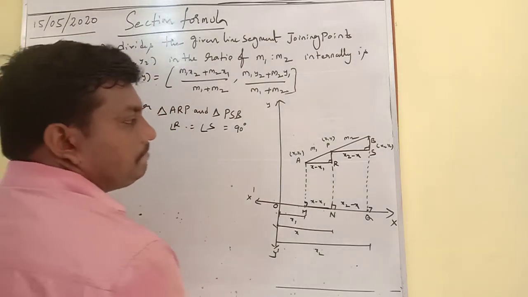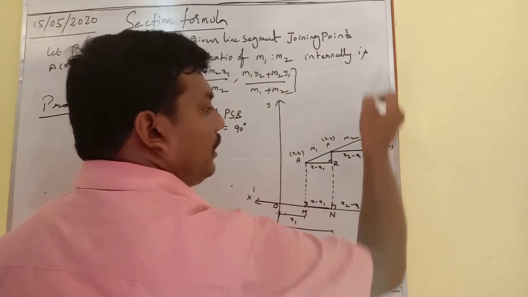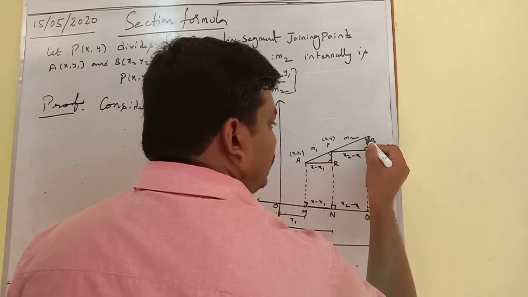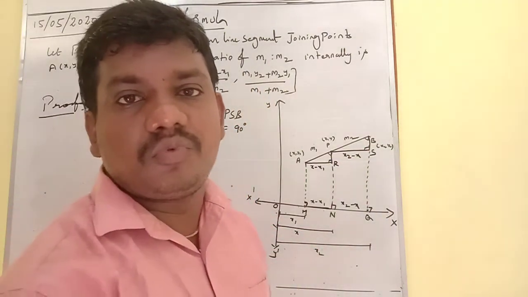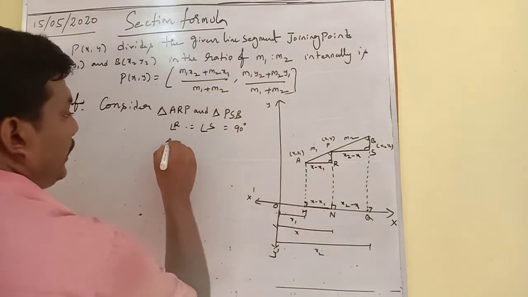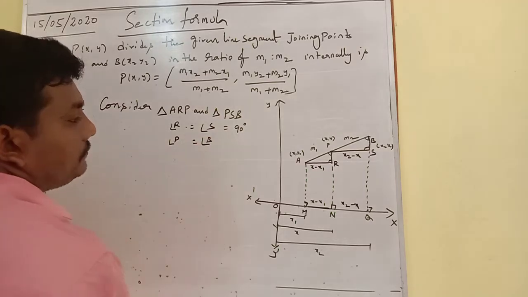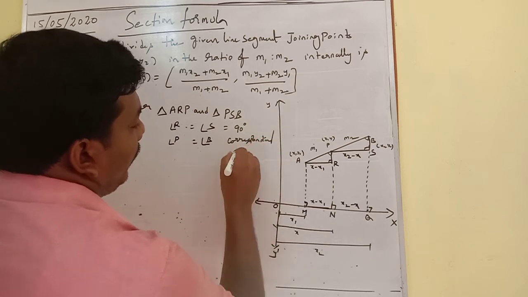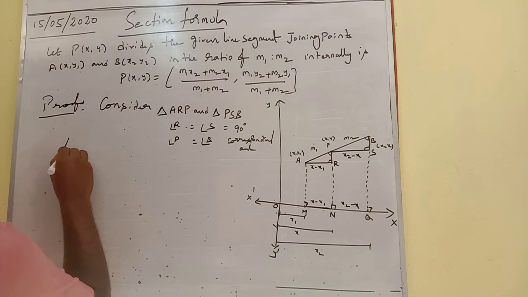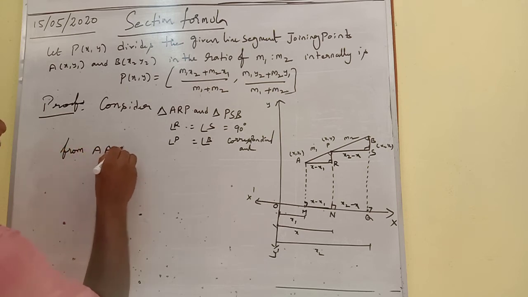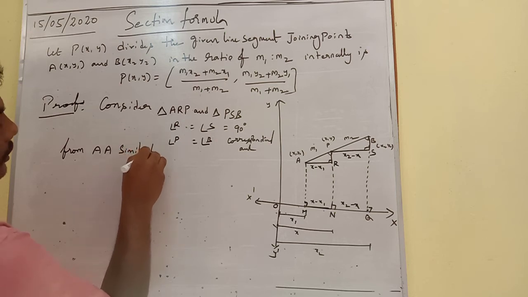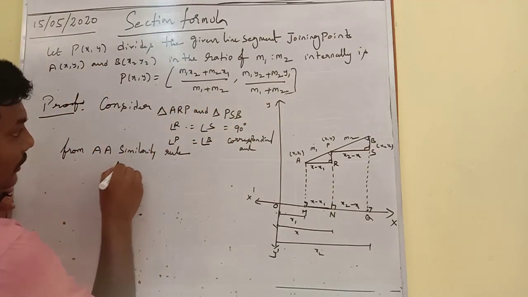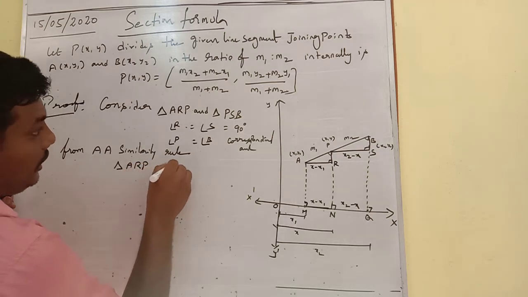If you consider this a transversal, these two lines are parallel, because two normals to the same line are parallel to each other. So this angle is equal to this angle because they are corresponding angles. That means angle P is equal to angle B. So from the AA similarity rule, both triangles are similar. Triangle ARP is similar to triangle PSB.